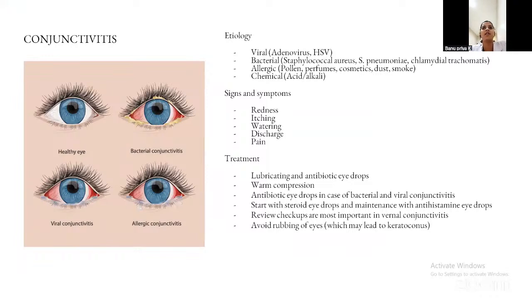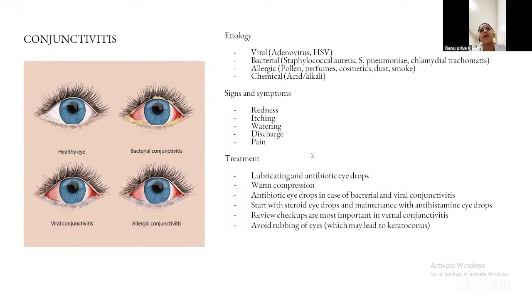So normal hyperemia is nothing but vessel dilation. We'll see the redness, but no underlying infection or inflammation will be there. This could be due to some foreign body fallen into our eye. So this is different from conjunctivitis. Conjunctivitis is something which is caused by a causative organism. So it could be viral, bacterial, allergic, or chemical.